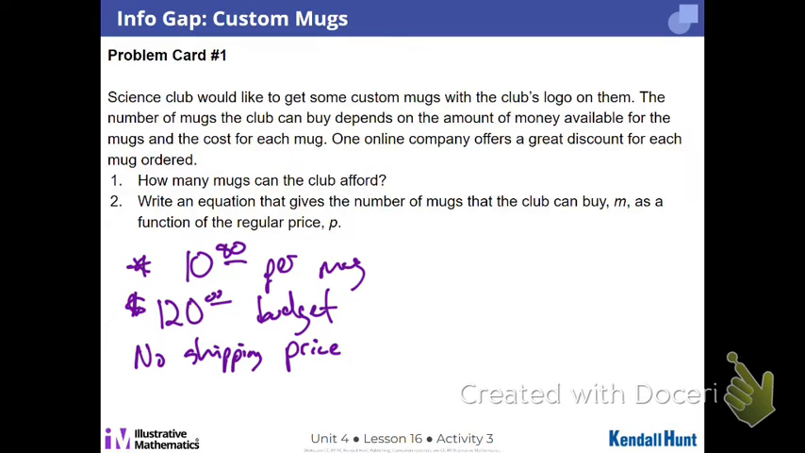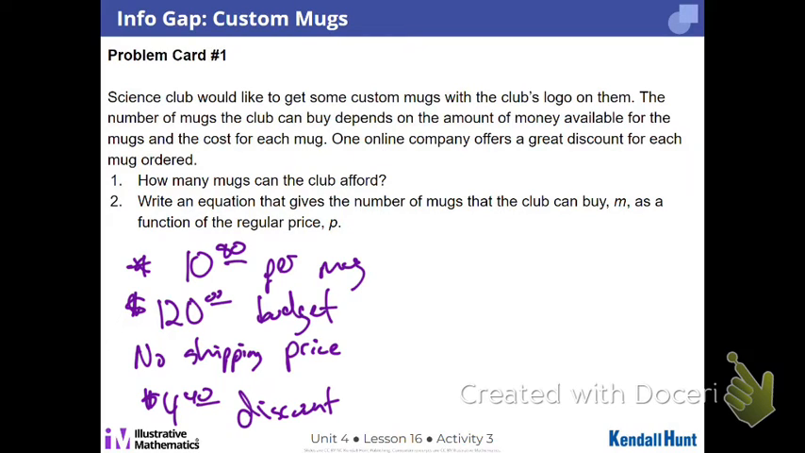It doesn't matter because the question is just how many mugs can you buy? Maybe some kids will buy more than the kids in the club, maybe we'll have less. How much is the discount? Oh, we need to know the discount. The discount is $4.40 a mug.